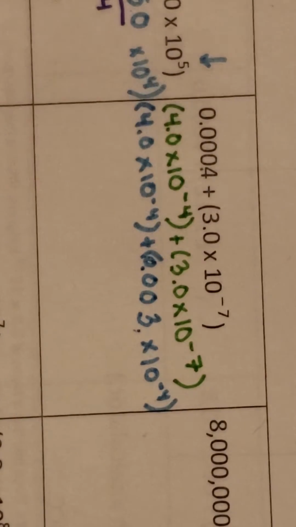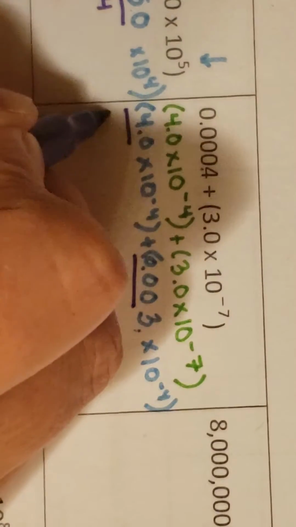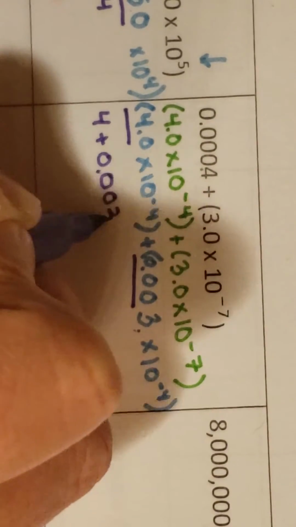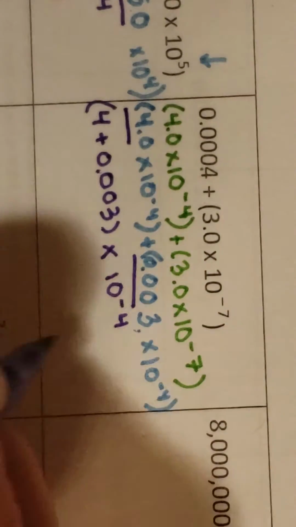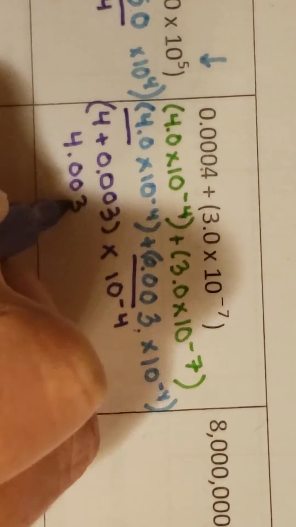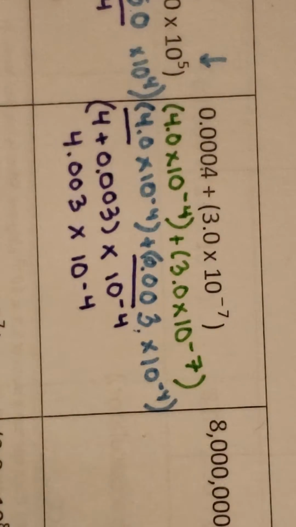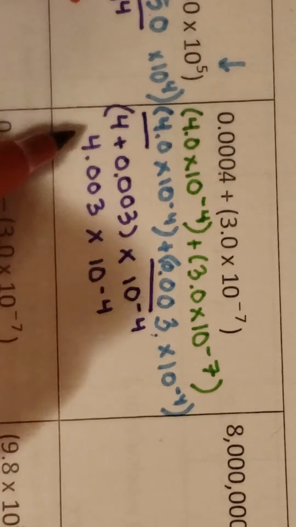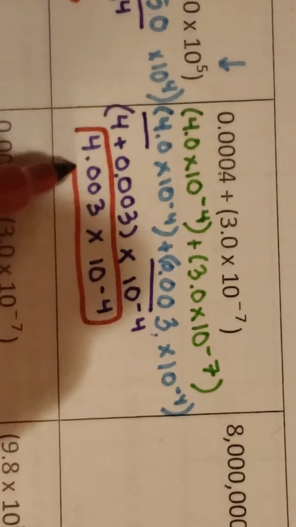So now I have 2 expressions with the same exponent, and I can do the next step, which is to add 4 plus 0.003 and keep the same base 10. And 4 plus 0.003 would be 4.003 times 10 to the negative 4th power. And finally, I need to adjust my solution so that it's in the correct form of scientific notation. This is already 1 digit followed by a decimal. So this is my final answer.